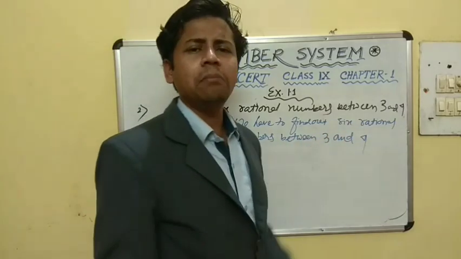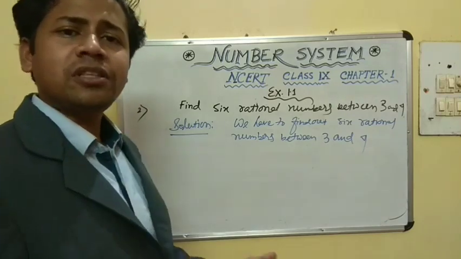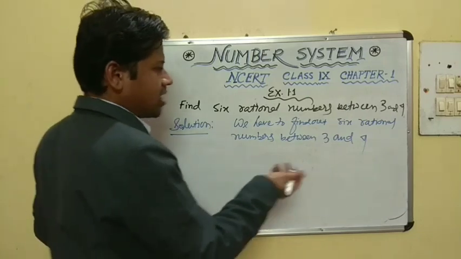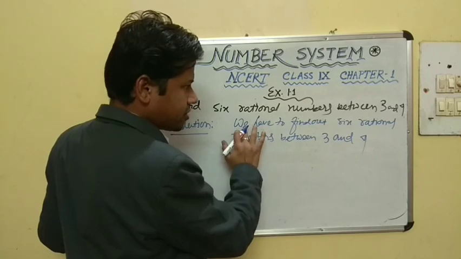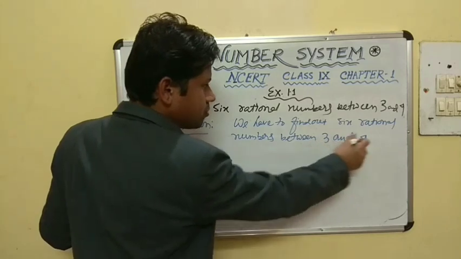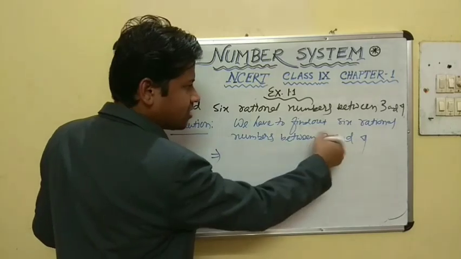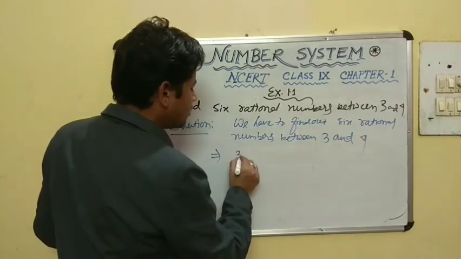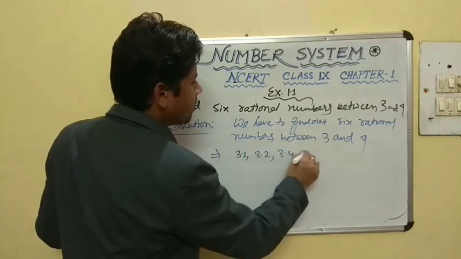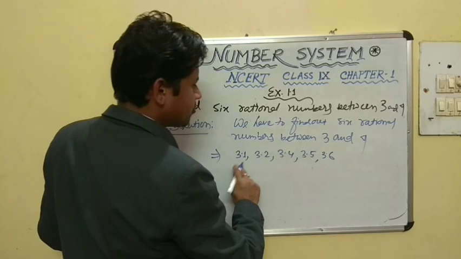There are infinitely many numbers there. You have to find out only 6, and there may be any 6. There are infinitely many rational numbers. We have to find out any 6 rational numbers. As in the previous discussion, if there are 2 rational numbers, then there are infinitely many rational numbers between them, such as more than 3 and less than 4. How is it possible? 3.1, 3.2, 3.4, 3.5, 3.6, and 6 we have to take.